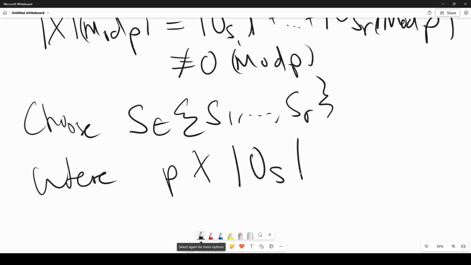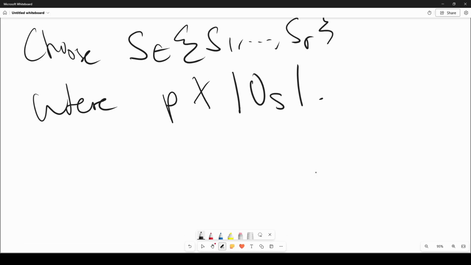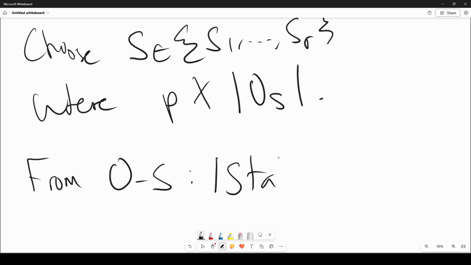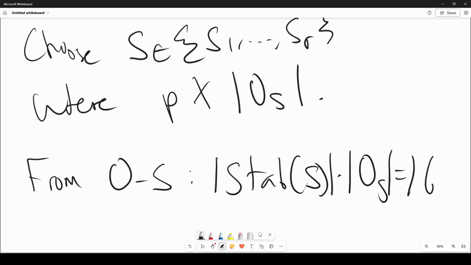Okay. Now we've made some progress. We've described something about the size of one of our orbits. Now we're going to try to relate that to the size of its stabilizer. Well, we know from orbit stabilizer that the stabilizer of S, which is a subgroup, times the size of its orbit is equal to the size of G.